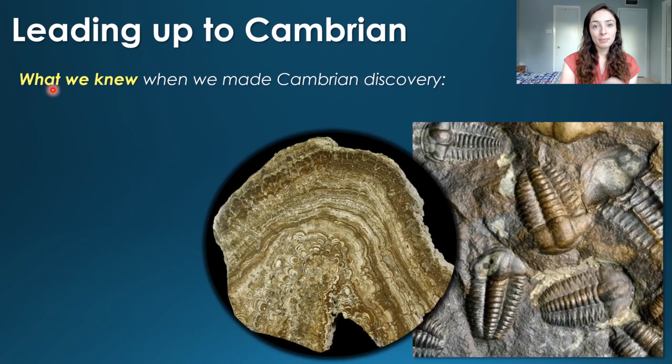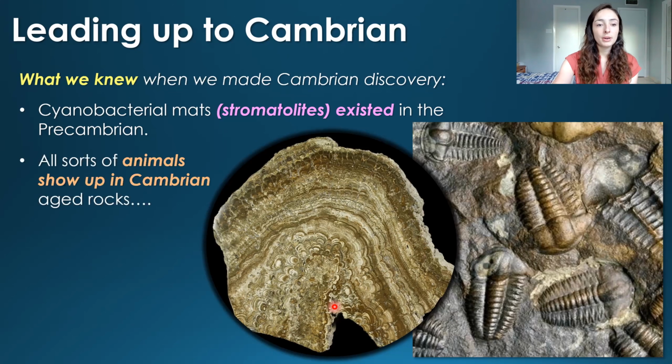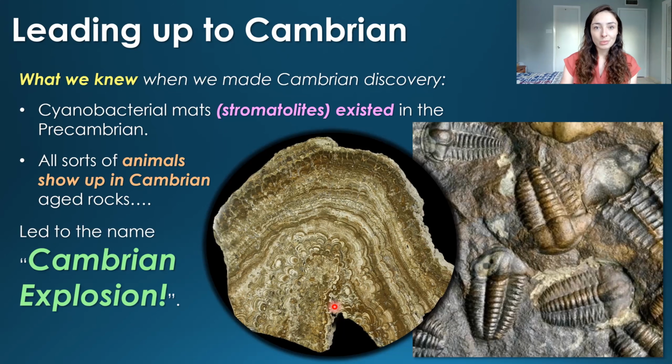So here's what we knew when we made the discovery of the Cambrian explosion at that boundary. We knew that cyanobacterial mats, or what we call stromatolites in the rock record, as shown in the middle picture here, did exist in the Precambrian, and those we expected to see before the Cambrian boundary. However, all sorts of animals first show up at the Cambrian aged rocks is what we thought, and that is when we named it the Cambrian Explosion. And we thought that abundant, large, complex animals couldn't come before that boundary until now.